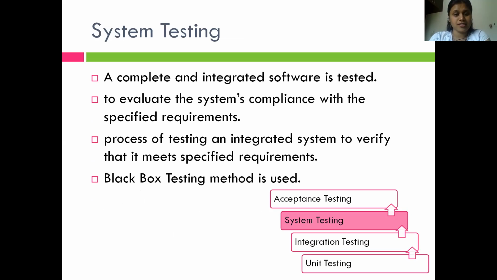The next step is system testing. A complete and integrated software is tested. As a complete system is developed, system testing is done. The black box testing method is used here to evaluate the system's compliance with the specified requirements. Whatever requirements were specified, whether your system is giving the same output and meeting all those requirements, all these things are checked, and hence system testing is done.